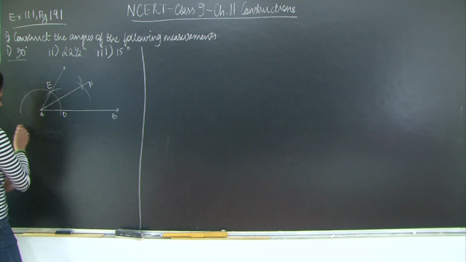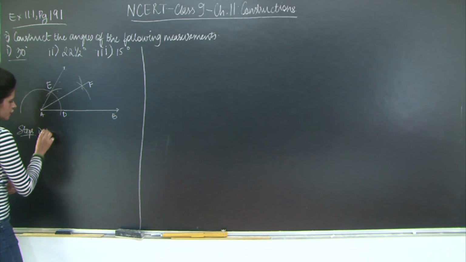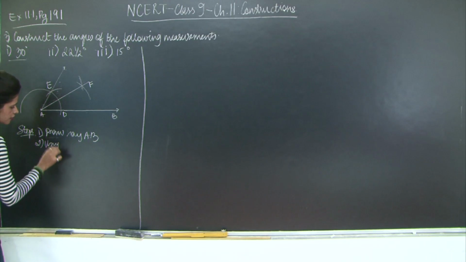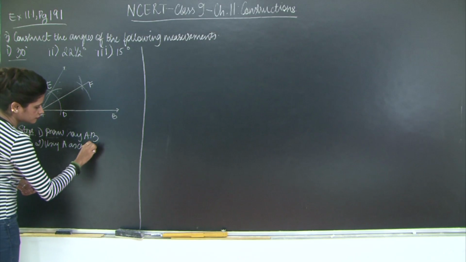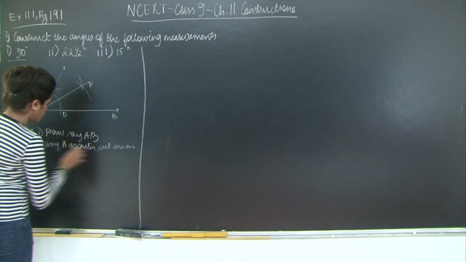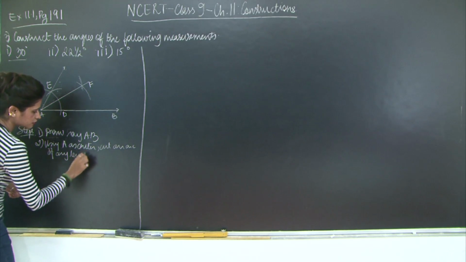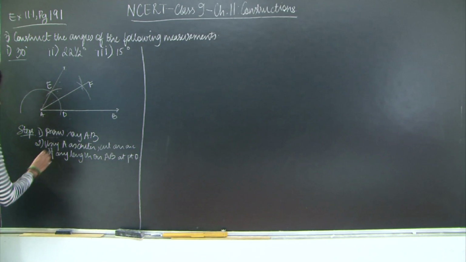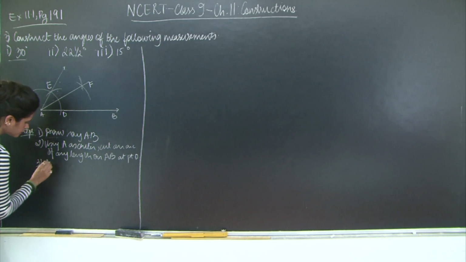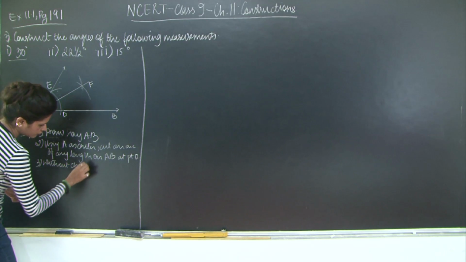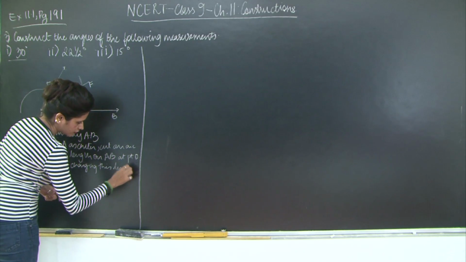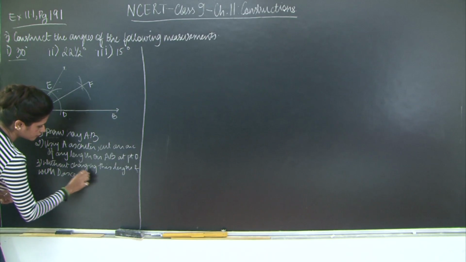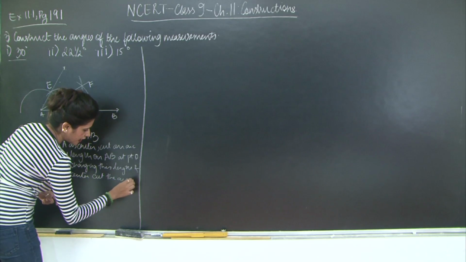Draw ray AB. Using A as center, cut an arc of any length on AB at point D. Now without changing this length, with D as center, cut the arc at E.